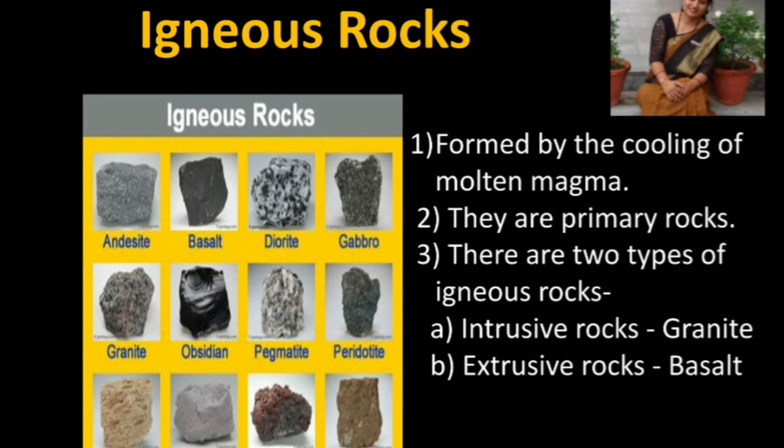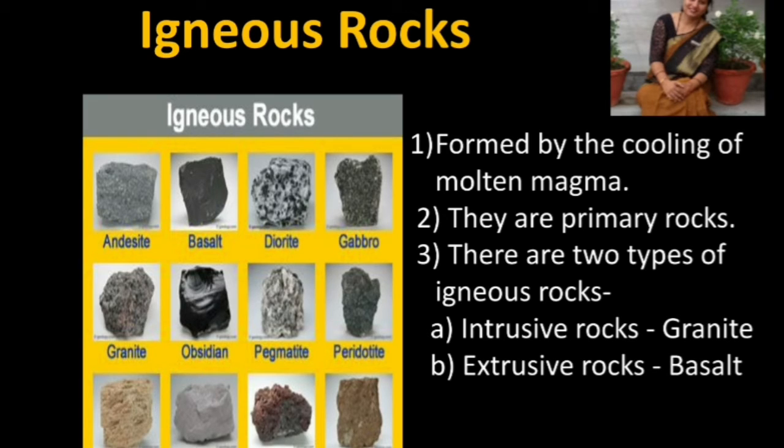The first rock is igneous rock. When the molten magma cools and becomes solid, the rock which is formed by this molten magma is known as igneous rock, and this rock is also called the primary rock. There are two types of igneous rock: intrusive rocks and extrusive igneous rock.